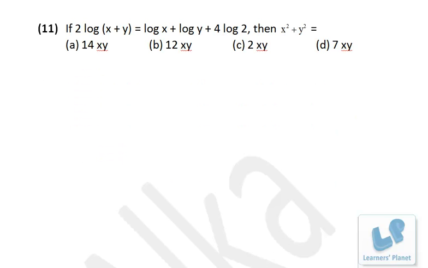Now here in this case, 2 log x plus y is given to be this. So x square plus y square. So first of all, I can take this to be here. Then this is x plus y whole square is equal to log of x plus log of y plus 4 log of 2. So I write this. So log of a plus log of b plus log of c will be log of a into b into c. So x into y into 16, right? Then I took anti-log of both the sides, right?